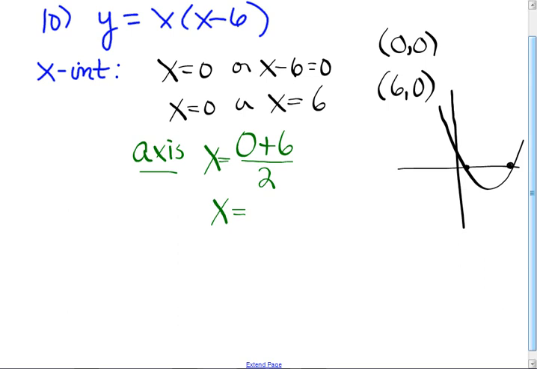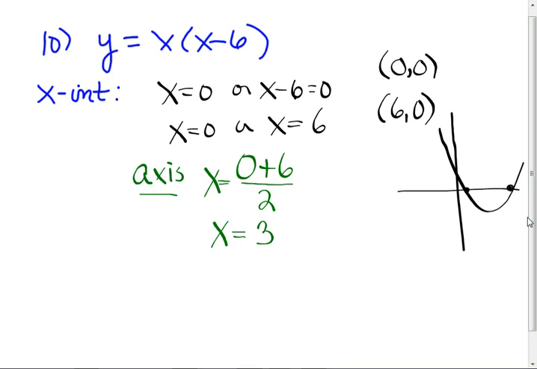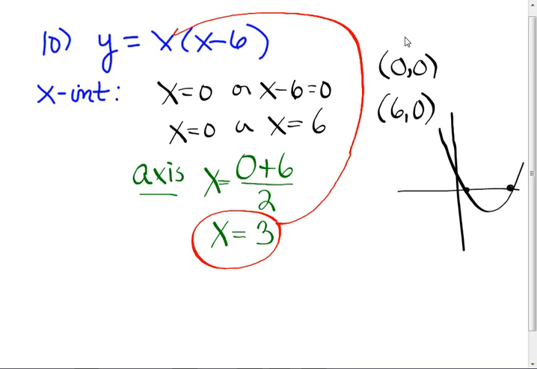What is that, Abby? So 6 divided by 2 is 3. There was a little typo on the worksheet. It was 3. Now, how do you find the vertex? What do you do with this 3? Matt, what do I do with the 3? I want to find the y value. Just put it right in there and right in there.